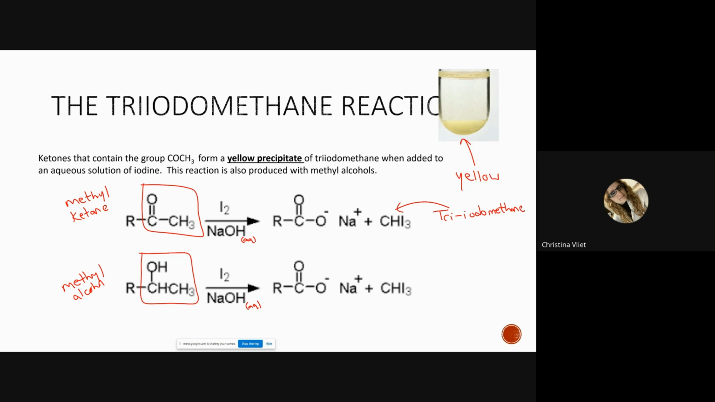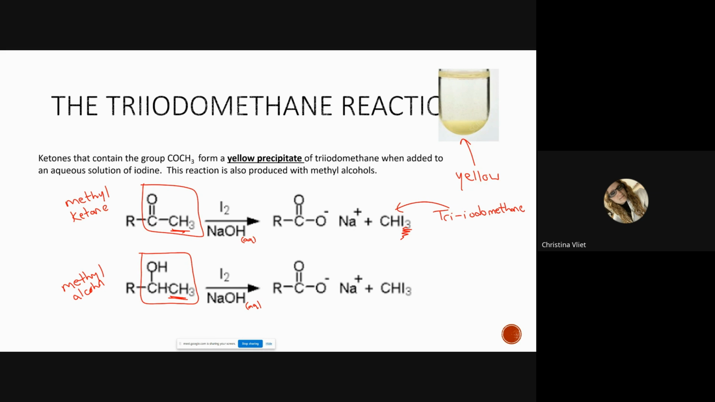Mono, di, tri, tetra. There's 3. If there were two, it would be di-iodo. 3 means tri-iodo. Why is it called methane? 1 carbon. So what happens in this reaction specifically is the carbon on the side gets knocked off. It gets replaced with an oxygen. That oxygen is coming from the sodium hydroxide.